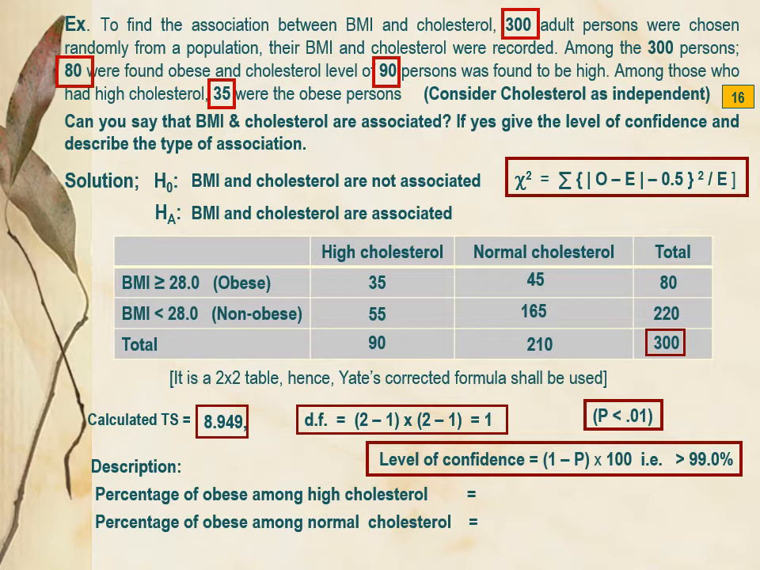Now, to describe the result, the percentage of obese among high cholesterol, you will get 35 out of 95, which equals 38.9%, and among normal cholesterol it will be 28.4%. That is, it shows that the prevalence of obesity is lower among normal cholesterol individuals. That means high cholesterol increases the chances of obesity among persons, and this you can say with more than 99% confidence.